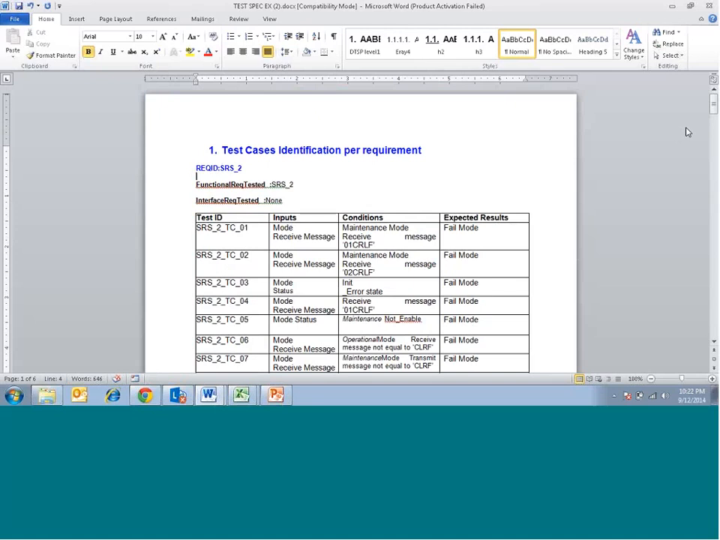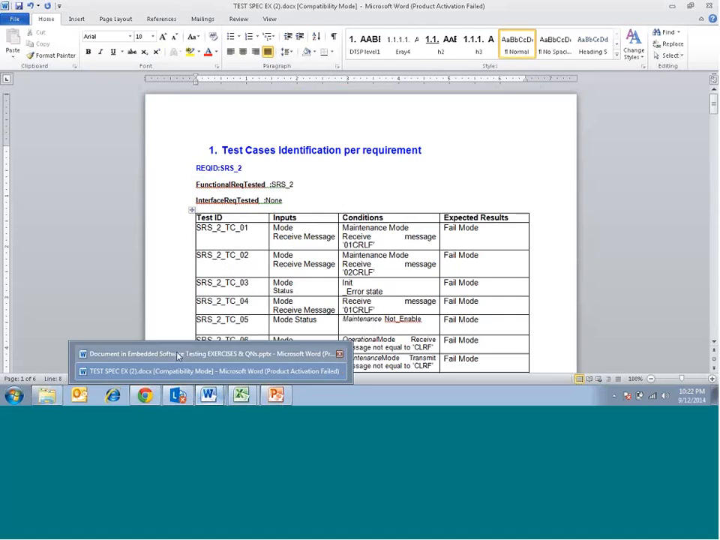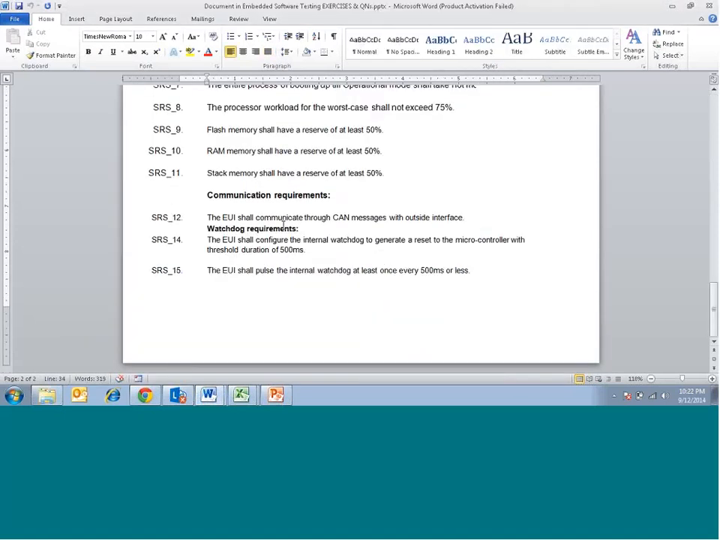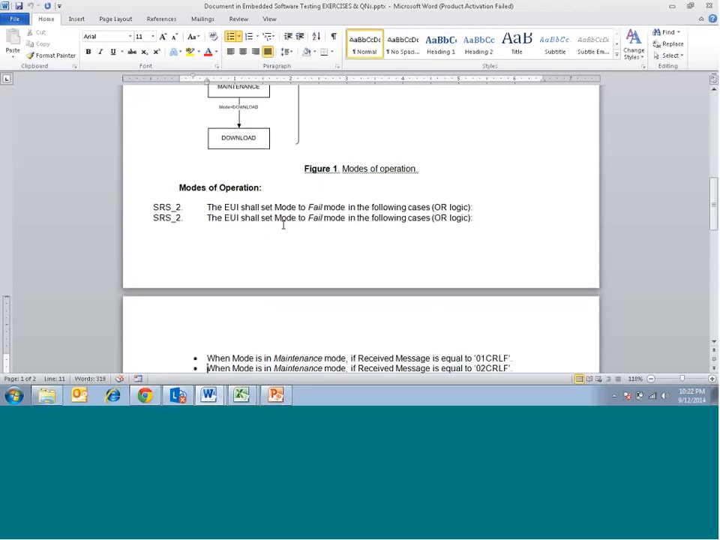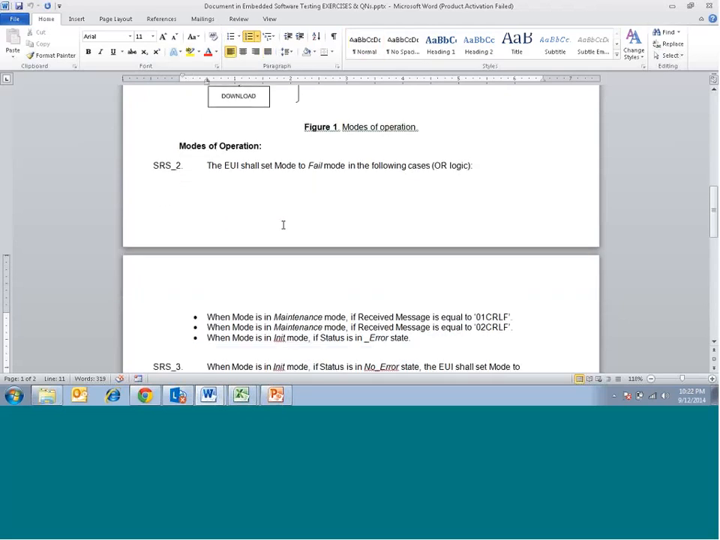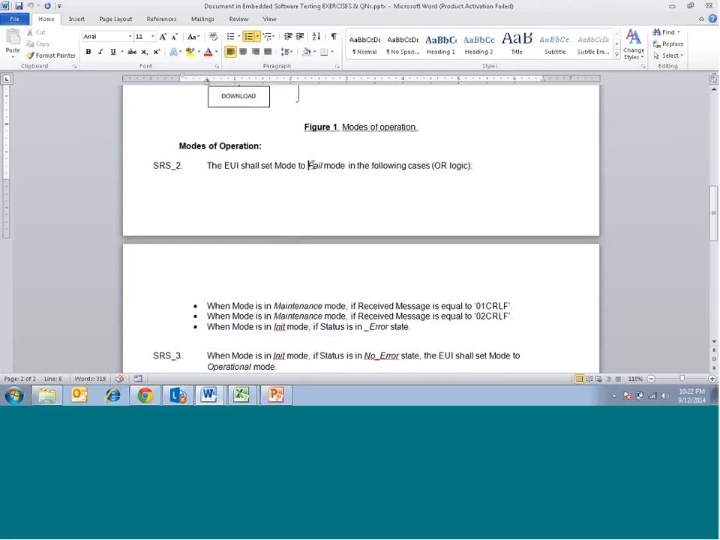Okay. So SRS2, we know what it talks about. It talks about the modes of operation. Like we know that the instrument shall set the mode to failure mode in the following cases. There is an OR logic. So if one of these three conditions occurs, it is going to enter into failure mode. That is what it says.